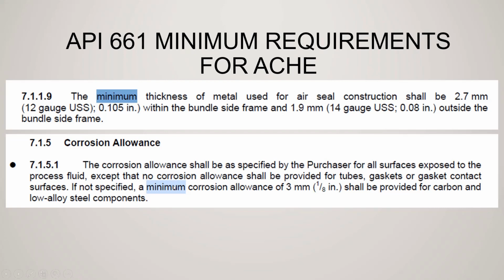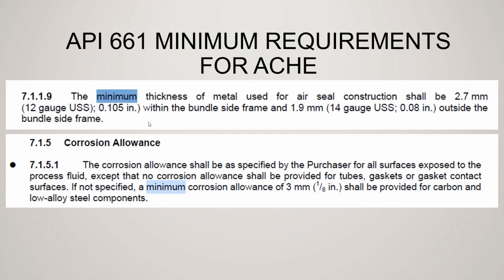Air seal plate. Here the code says the metal used for air seal construction shall be 2.7 mm within the bundle side frame and 1.9 mm outside the bundle side frame. The bundle side frame air seal plate is between the header box and the fin tube, and mostly the thickness used is 3 or 3.15 mm by the supplier, but the minimum thickness is 2.7, and 1.9 mm is the minimum thickness outside the bundle frame. It can be the air seal plate between two bundles or between the bundle and the tie beam of the structure.